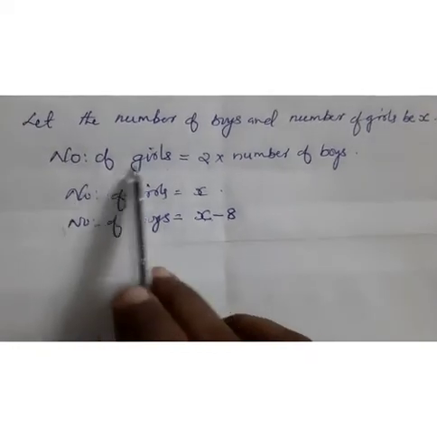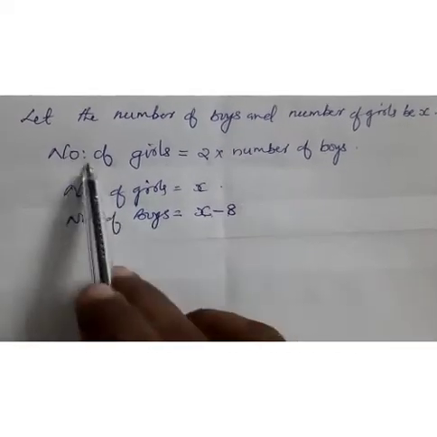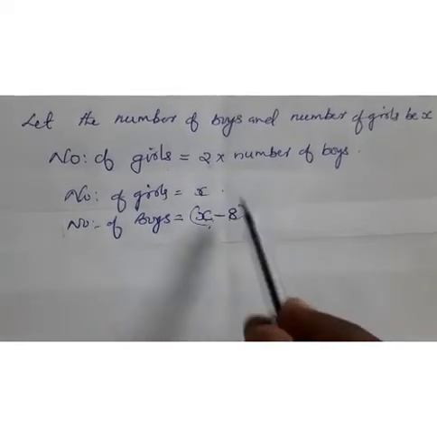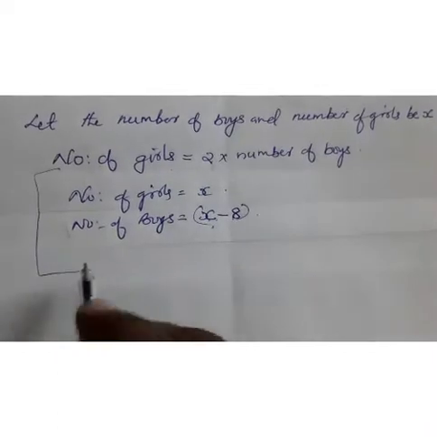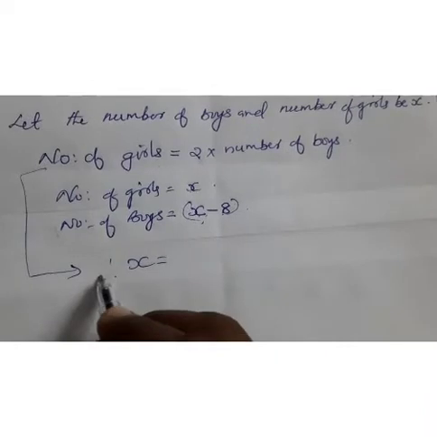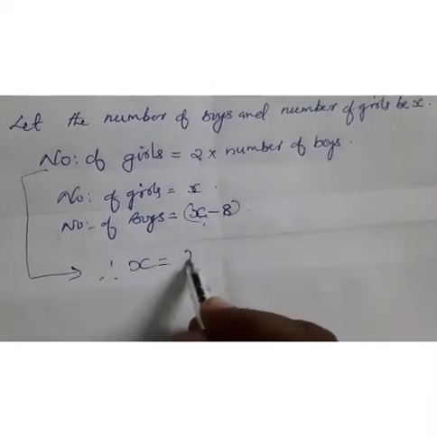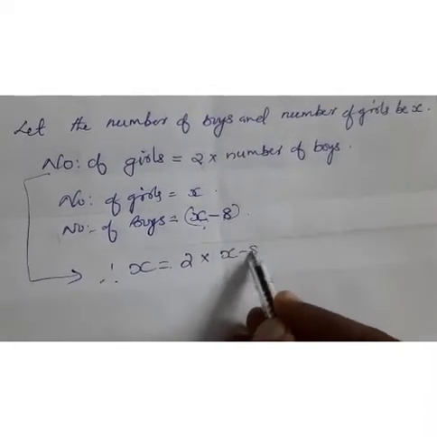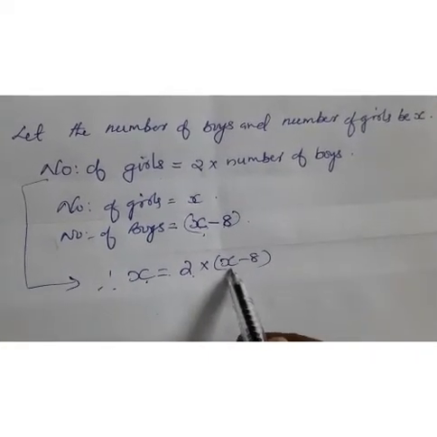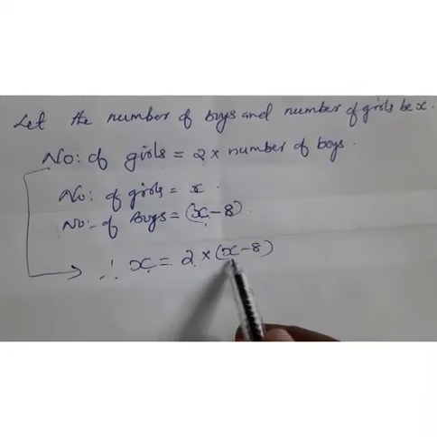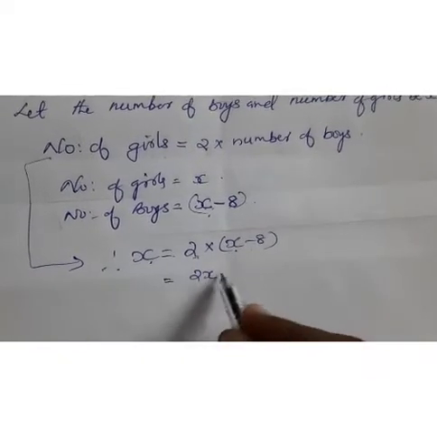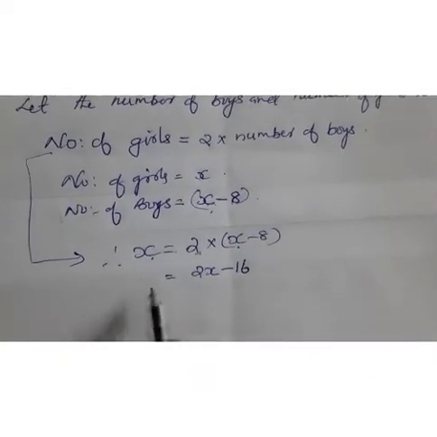And according to this, the number of girls is equal to 2 times the number of boys. So the number of girls we wrote x, the number of boys we got x minus 8. So this equation you can write like this: number of girls equal to x, therefore x equal to 2 times x minus 8. So the number of girls is equal to 2 times the number of boys. From this we have to find out the value of x. So 2 into x, 2x, 2 into minus 8, minus 16.